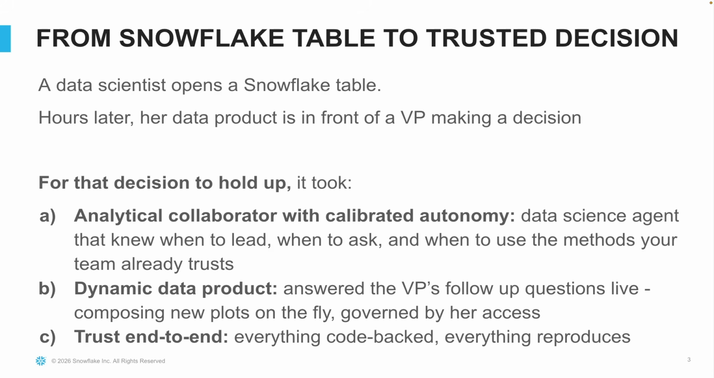Number one, an analytical collaborator. So a data science agent which knew when to lead, when to ask, and when to use the methods that your team trusts. We call this calibrated autonomy. Second, a dynamic data product, not some pre-built widgets, but one that answered her follow-up questions live, composed new plots on the fly, all governed by her access. And third, trust end-to-end. Nothing is a black box. Everything is code-backed. Everything reproduces.